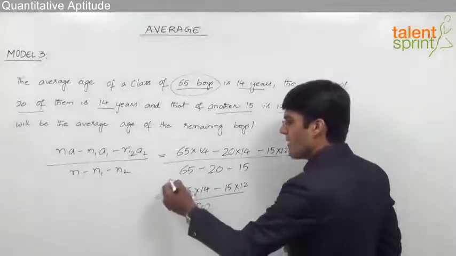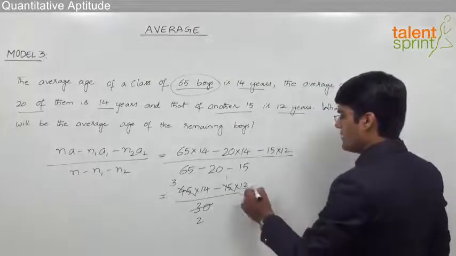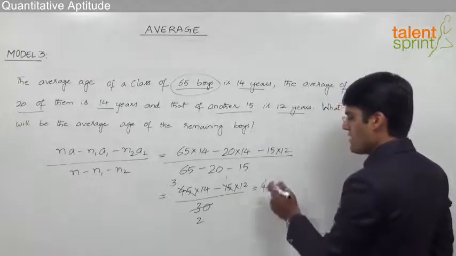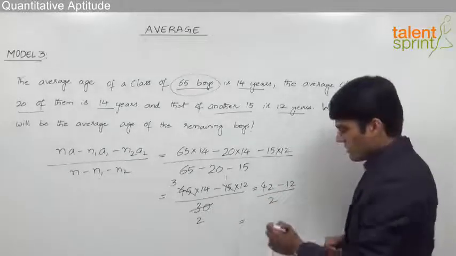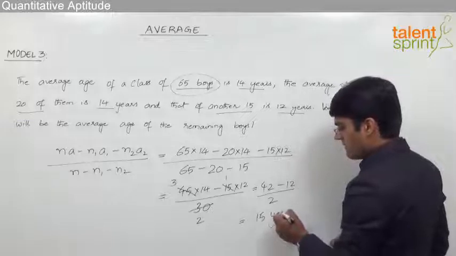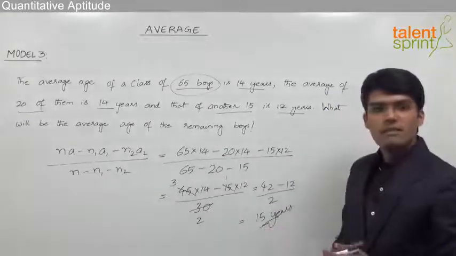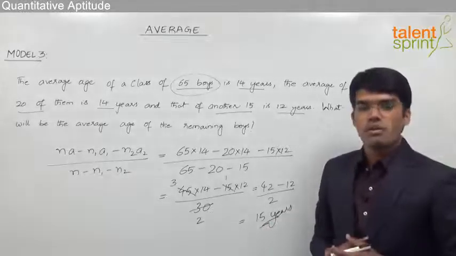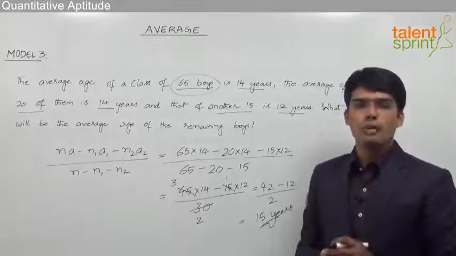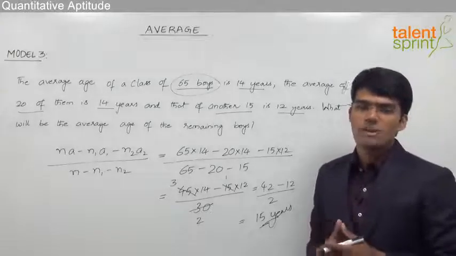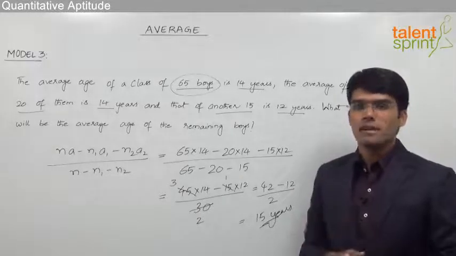Again taking 15 common, we get 3 times, 1 time and 2 times. So 3 into 14 is 42 minus 12, divided by 2, which is equal to 30 by 2, which comes out to be 15. So we can say that the average age of the remaining boys will be 15 years. So this is how we can solve such type of questions where the average of the whole group and the average of smaller groups out of it is given to us, and we are supposed to find out the average of the remaining group of people.